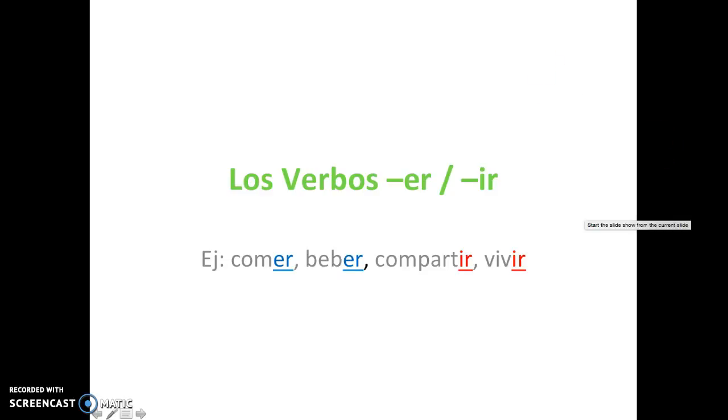Today I'm going to go over how we conjugate regular present tense ER and IR verbs. Our examples we'll use are the verbs comer and beber, which are both ER verbs, and compartir and vivir, which are both IR verbs.